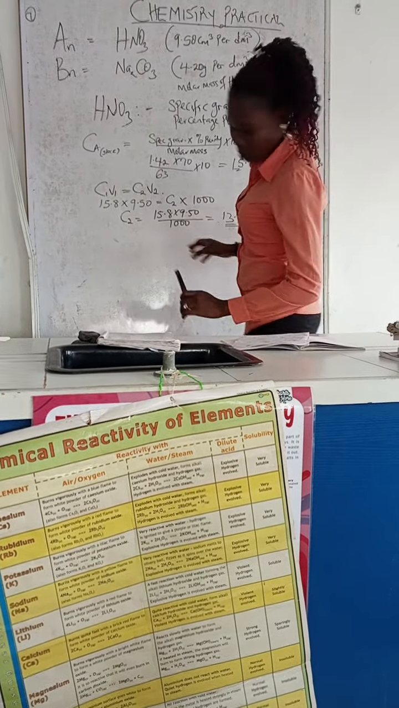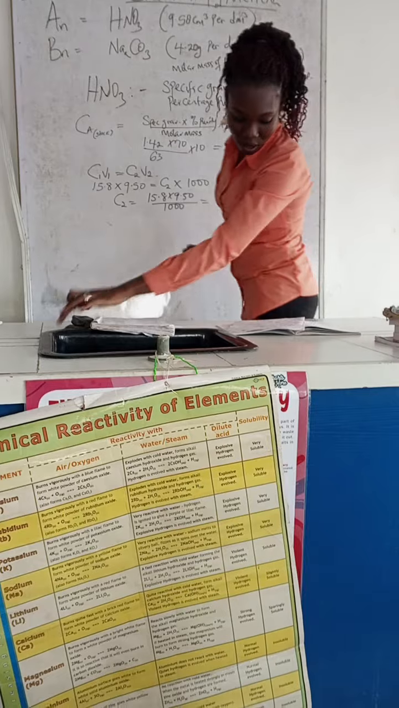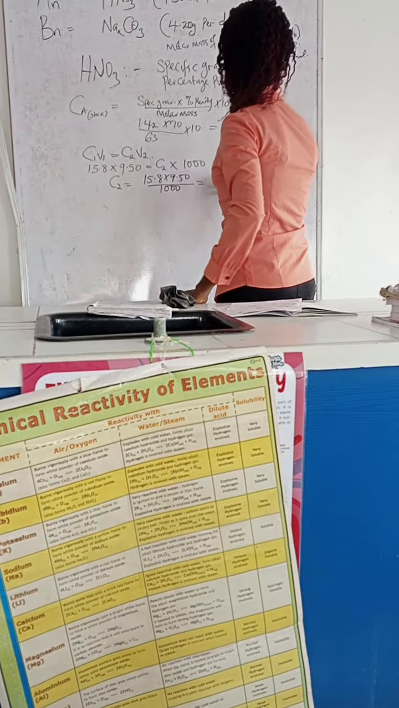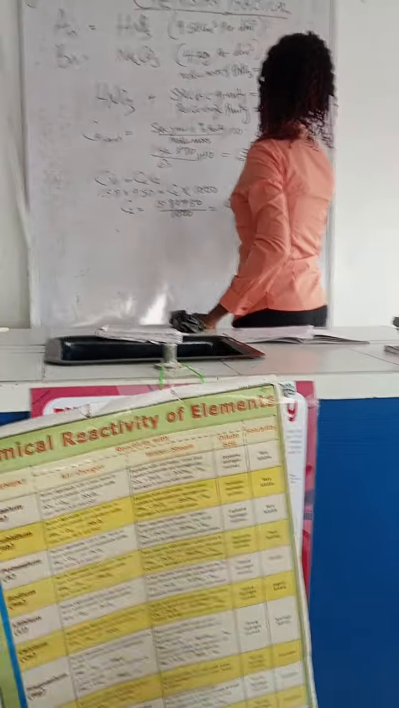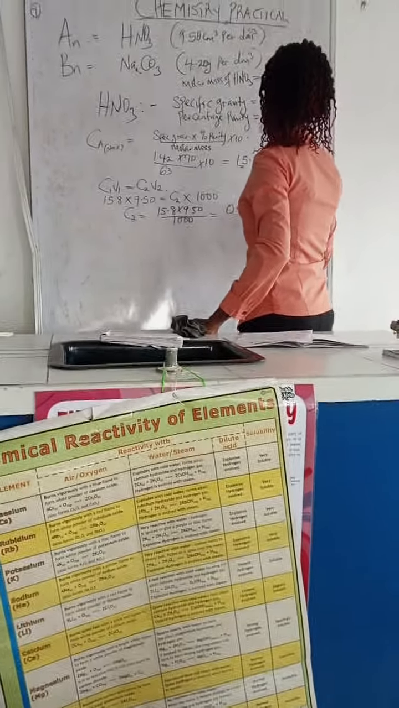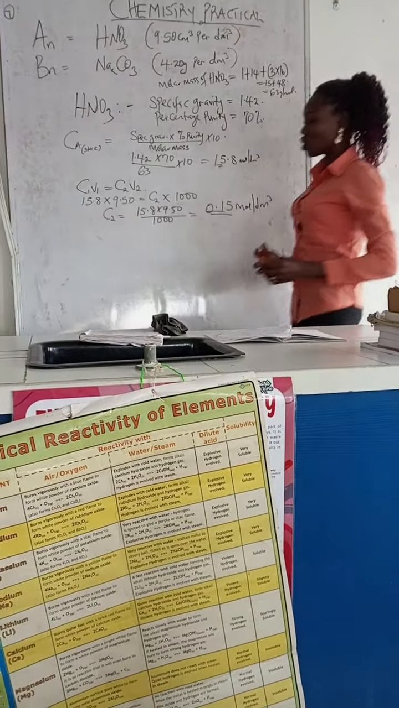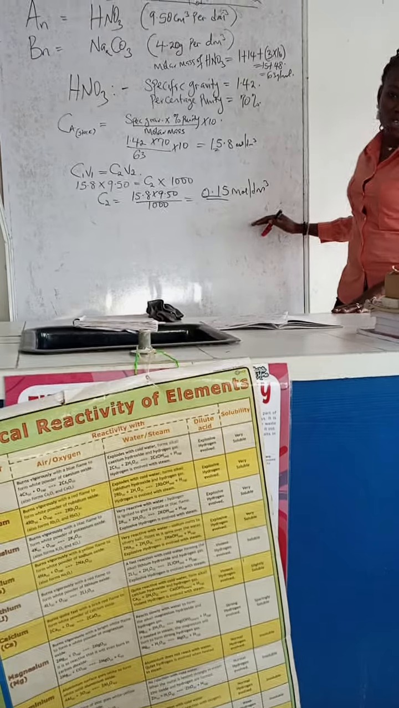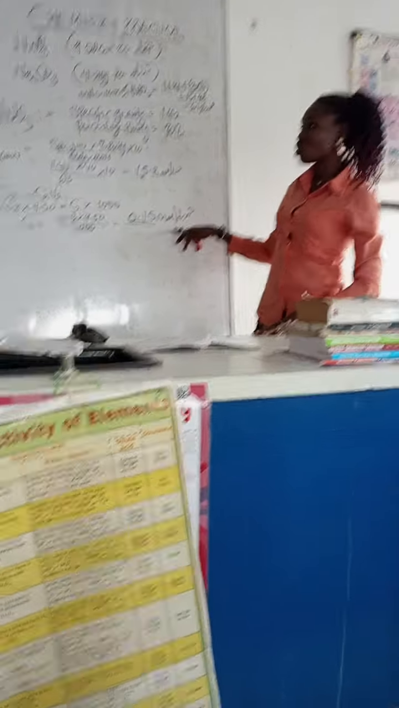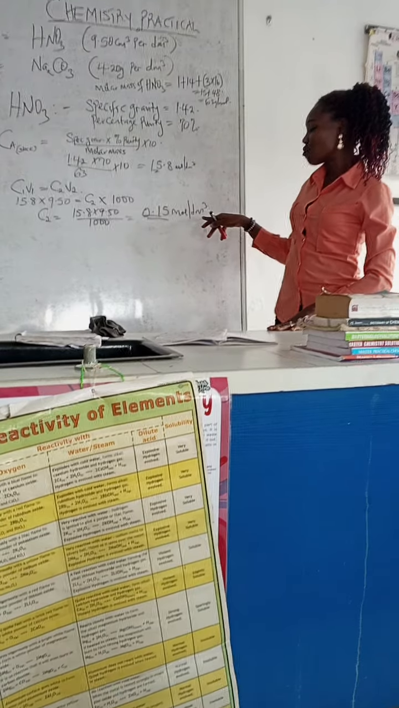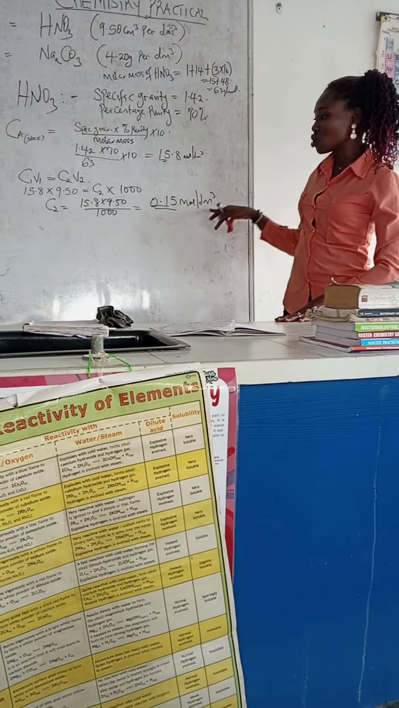Sorry, that will give us about 0.15 mole per dm³. So this is the concentration of the acid that we are going to work with, 0.15 mole per dm³.